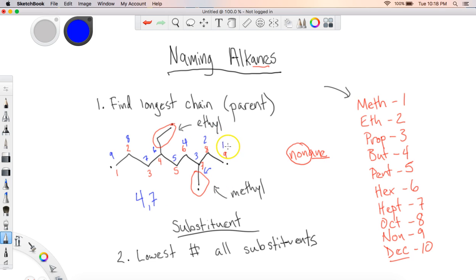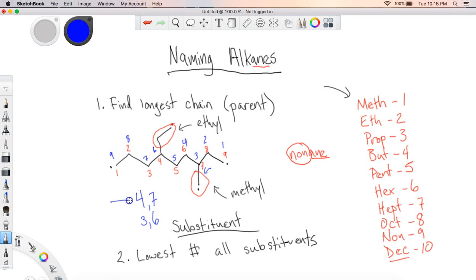So looking at it from this position, I go 1, 2, and then 3 would be the number for methyl. 4, 5, and then 6 would be for ethyl. Now it's important to realize that for the moment, because we're not dealing with special functional groups, we do not give priority in terms of number to one group over another. So we don't say the ethyl is larger, so therefore we give it the lowest possible number. It doesn't work that way.